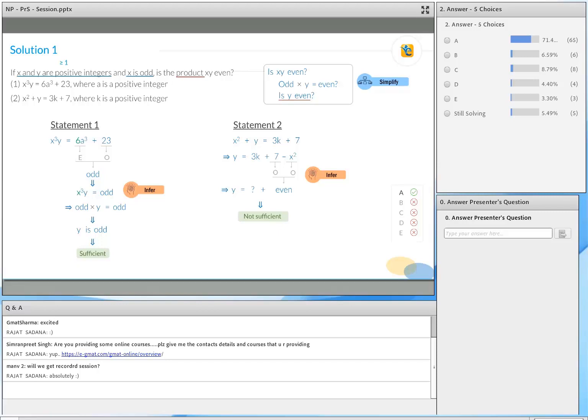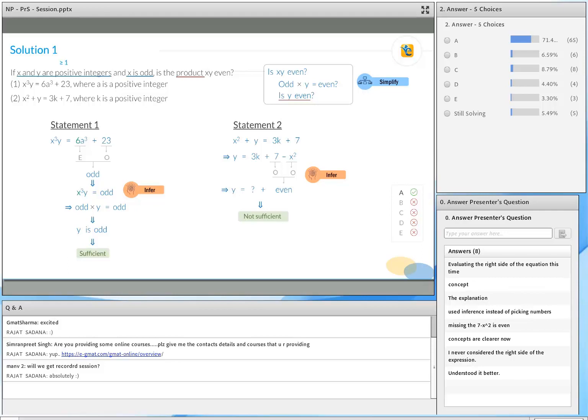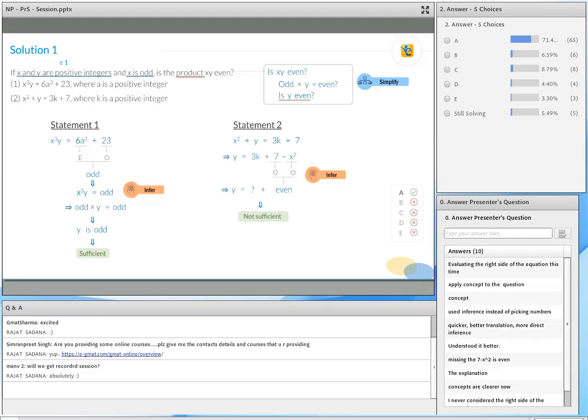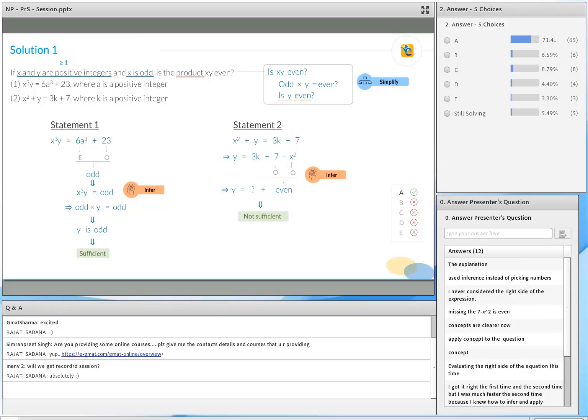Now, again, think about it. When you say concepts are clearer now, essentially you are able to apply the concepts a lot better because you are getting more confident with the process skills. You're drawing inferences explicitly, you're consciously drawing inferences, so you're able to apply the concepts. And this was the missing link. This has always been the missing link. You know the concepts, but you're not able to solve difficult questions. Why? Because you don't know how to apply those concepts, and the process skills actually bridge that gap.